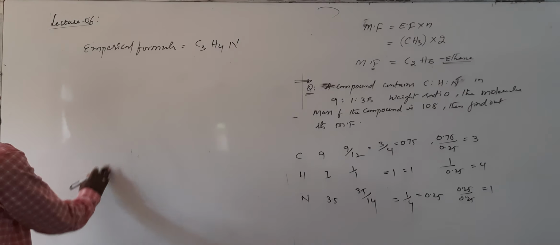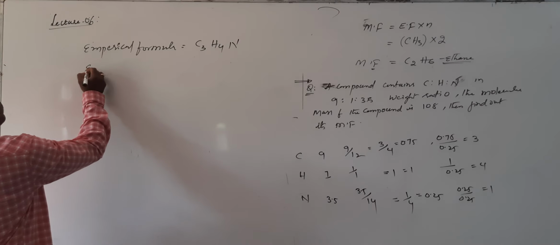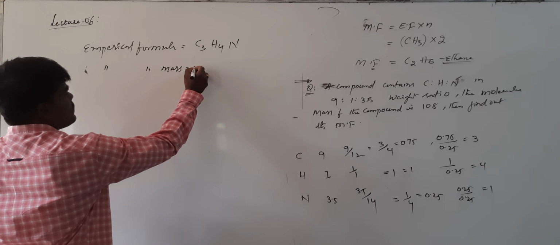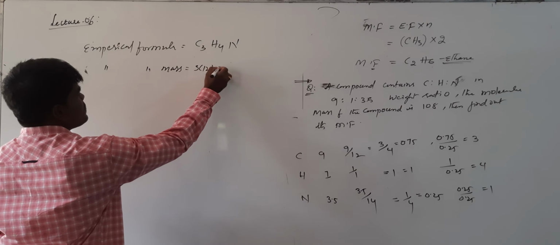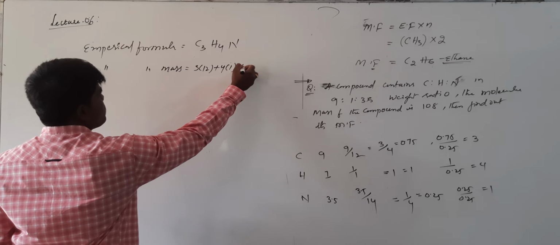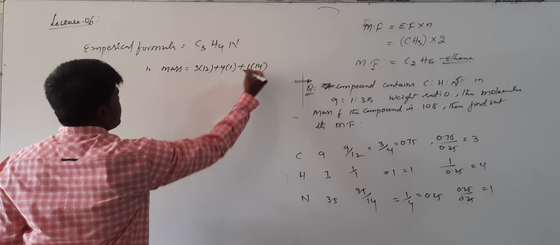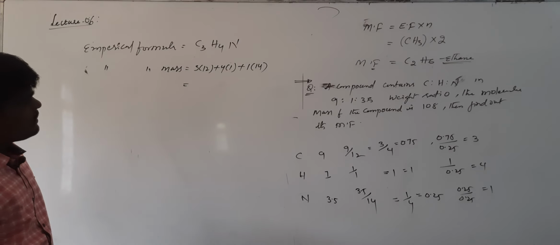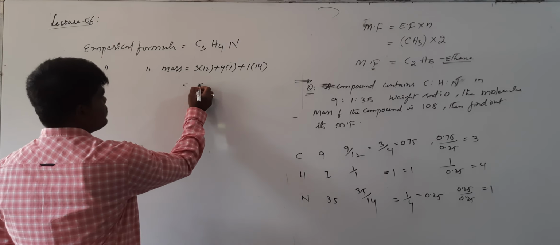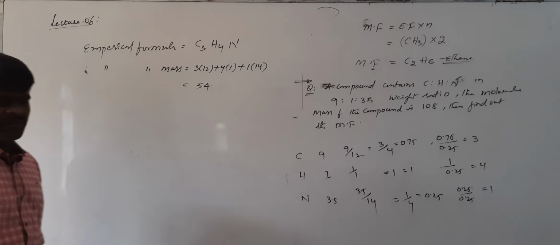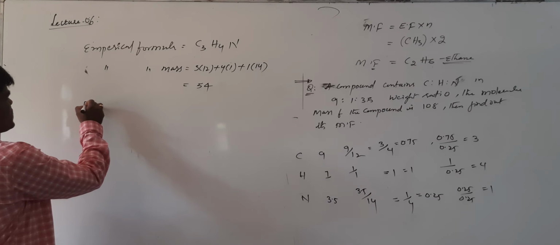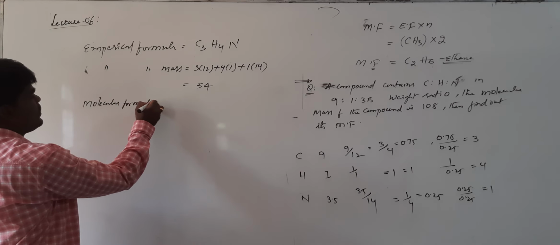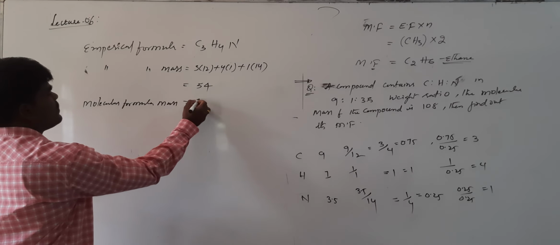Now, what is the empirical formula mass? The empirical formula mass is 3 carbon atoms plus 4 hydrogen atoms plus 1 nitrogen. How much does it come to? 36 plus 4 is 40, 40 plus 14 is 54. This is the empirical formula mass. And in the question he has given us the molecular formula mass. What is the molecular formula mass? The molecular formula mass is given as 108.